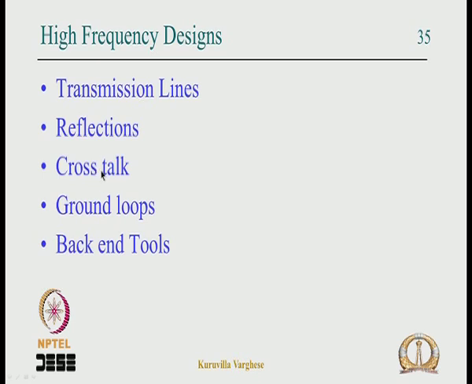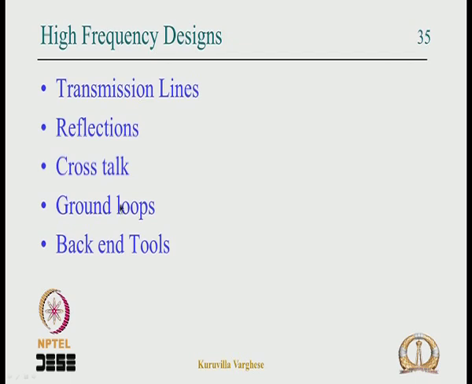Similarly, there can be crosstalk, like when you have two wires running parallel for a long distance, then one signal in the wire can be coupled to the next signal. So you can imagine what can happen if the clock line is running close to the interrupt line of a processor, then that is a disaster. So this has to be taken care of, the crosstalk.